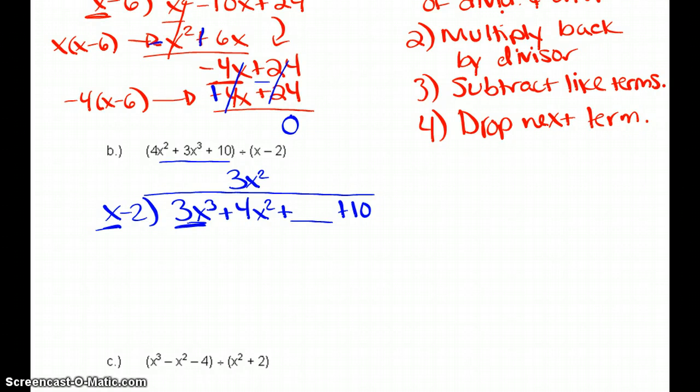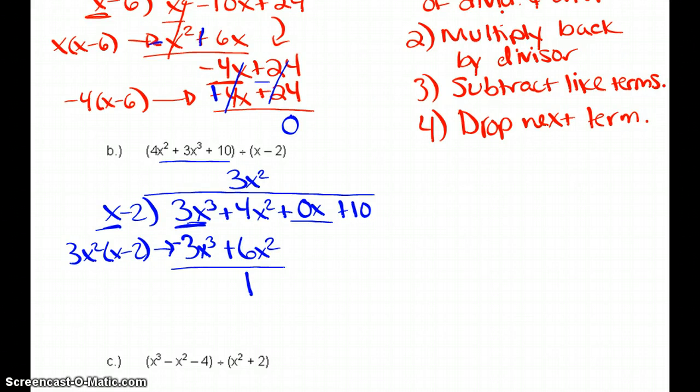Okay. A lot of people like to put in 0x, or you can put in just 0, as long as you have a placeholder for it. All right, so we got 3x squared. We're going to multiply it back. So 3x squared by x minus 2 is going to give me 3x to the third, and then minus 6x squared. So when I subtract, I get 10x squared. And then I drop the next term, which is the 0x. And I start over. So 10x squared divided by x is 10x.